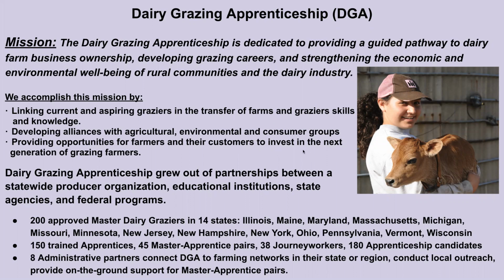We have 8 administrative partners that work with us and connect us with farming networks in their state or region. They provide local outreach and on-the-ground support to our master apprentice pairs. One of our administrative partners is PASA, Dan's group there. Aaron DeLong is our education coordinator in Pennsylvania. And I see that one of our other education coordinators, Mary Ellen Franklin, is on this call, and she's our education coordinator in Vermont.